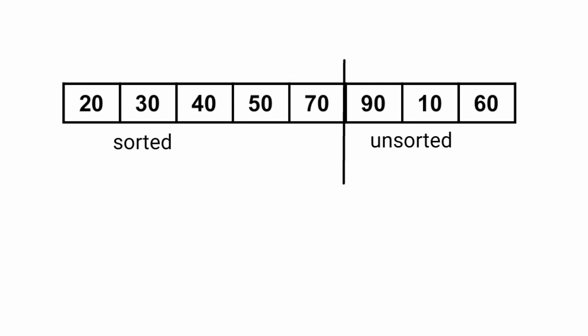Now try to insert 90 into the sorted section. For that, first compare 90 with the last element of the sorted section, which is 70. Since 70 is less than 90, there is no need to shift 70, and also there is no need to compare 90 with the remaining elements in the sorted section. Hence, 90 remains at the same position.